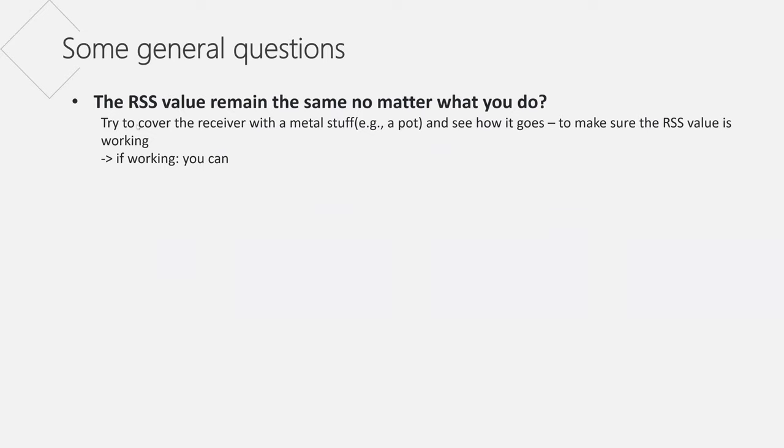I think it's here, I didn't finish it. Sorry about that. Basically, if the RSS value remains the same, you should put a metal object between them and see how it goes, to make sure the RSS value is working. If it's working, then you can hold something in your hand, such as a pot or a metal object or a small one like an iron lid or something, and try your gesture. If it's not working, maybe you should switch to another laptop or switch to another hotspot.